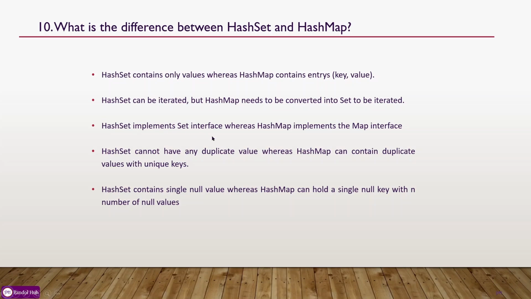Hash set implements set interface, whereas hash map implements a map interface. So this is the one. This is the parent class. The parent interface of a hash set is a set, whereas hash map is a map.